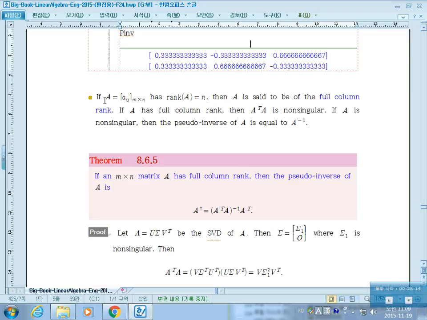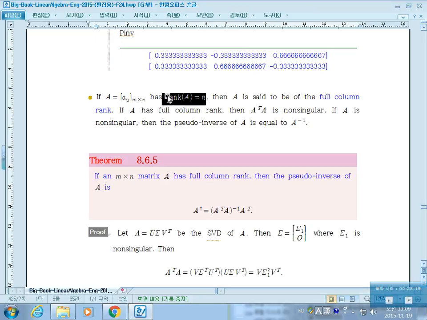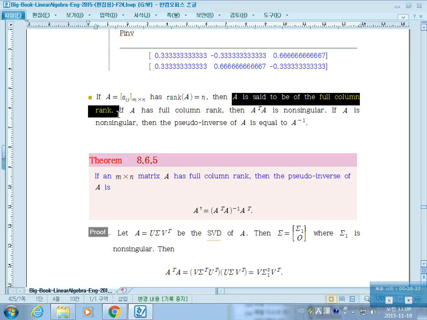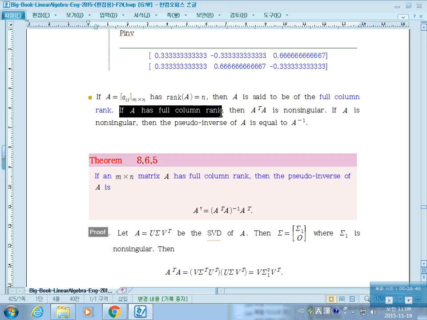Anyway, if A is an m by n matrix and A has a rank n, that is, if the rank of A is the same as the number of columns n, then we say A has a full column rank. If the rank of A is equal to m, then we say A has a full row rank. The important thing about full column rank is that if A has a full column rank, A transpose A is always a non-singular matrix. This is a very important part.